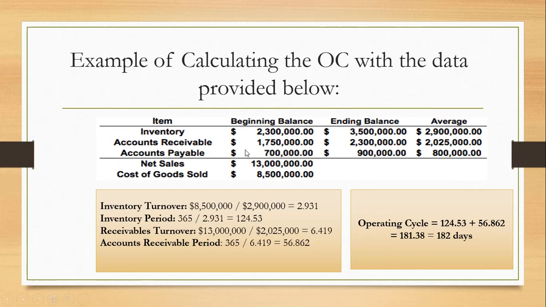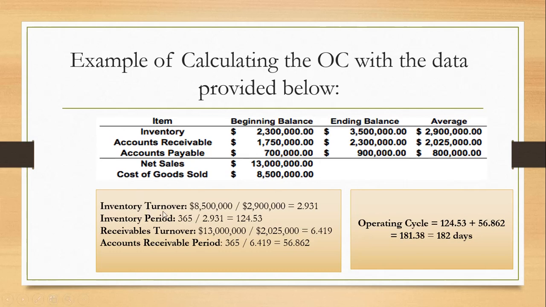This is an example of calculating the operation cycle. So we have this data. Firstly we need to know the inventory turnover. We need to know the inventory period and how to calculate it from inventory turnover, and we need to know the account receivable period, and we need to calculate receivable turnover. So I will calculate one by one.